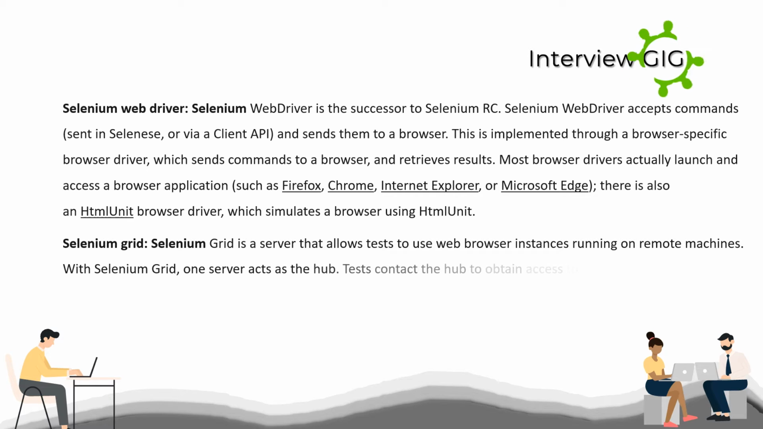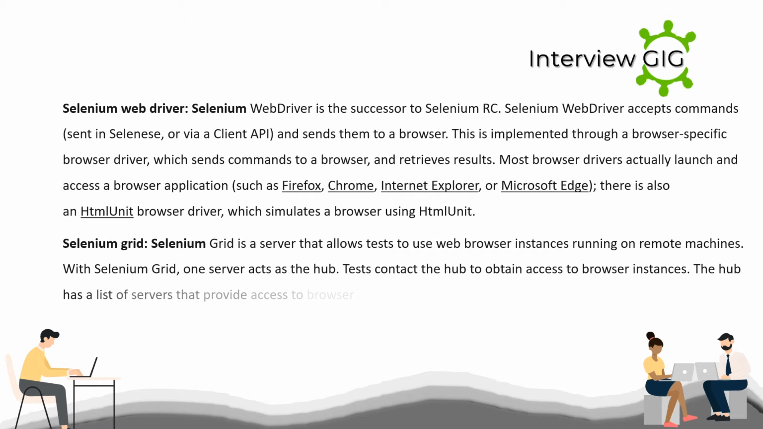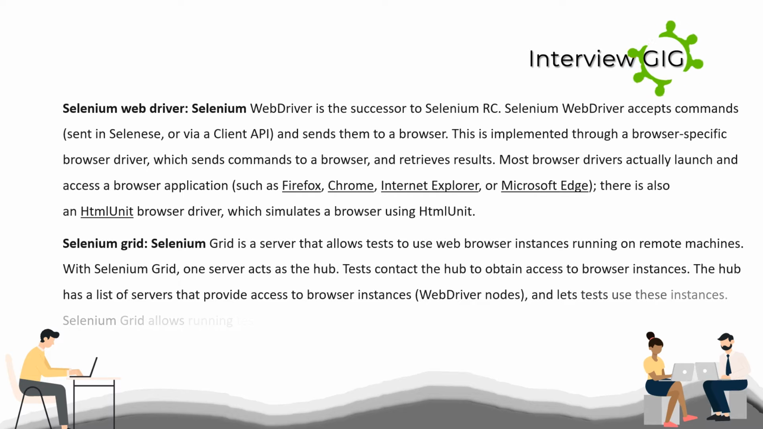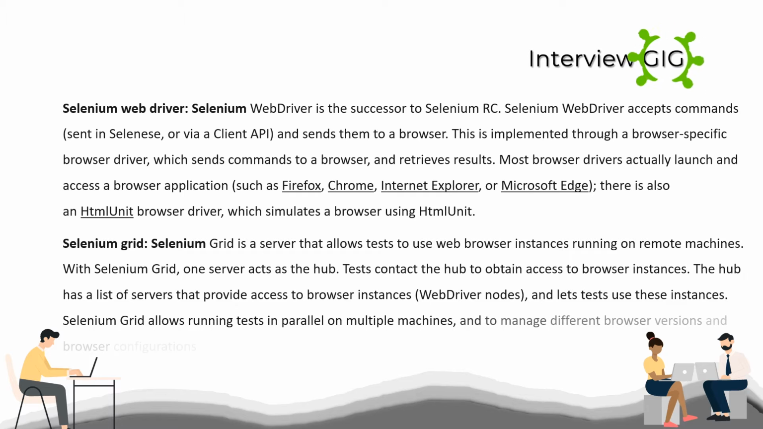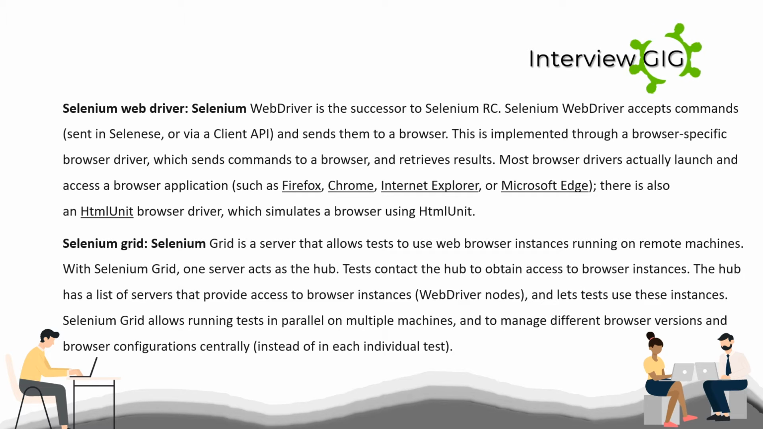Selenium Grid. Selenium Grid is a server that allows tests to use web browser instances running on remote machines. With Selenium Grid, one server acts as the hub. Tests contact the hub to obtain access to browser instances. The hub has a list of servers that provide access to browser instances. WebDriver nodes let tests use these instances. Selenium Grid allows running tests in parallel on multiple machines, and managing different browser versions and browser configurations centrally, instead of in each individual test.